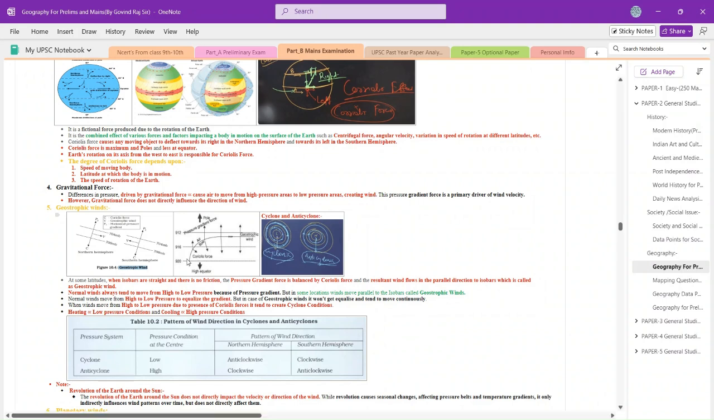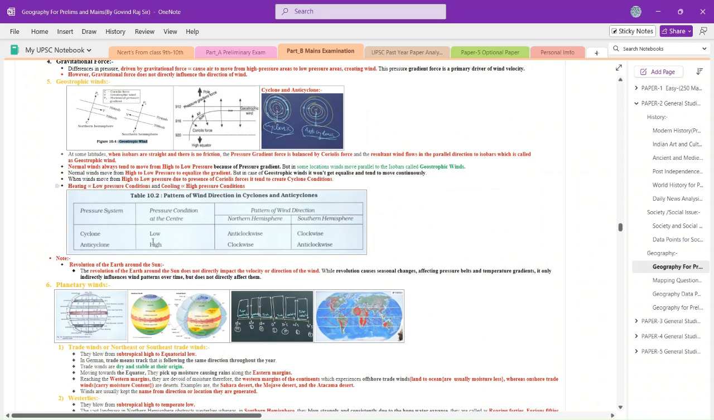At some altitude, when isobars are straight, there is no friction. The pressure gradient force is balanced by the Coriolis force, and the resultant wind moves parallel to the direction of isobars. This is called the geostrophic wind. Simply, when the winds are parallel to the isobars, these are called geostrophic winds because the pressure gradient force is balanced by the Coriolis force. Normal winds move from high pressure to low pressure, which you already know.